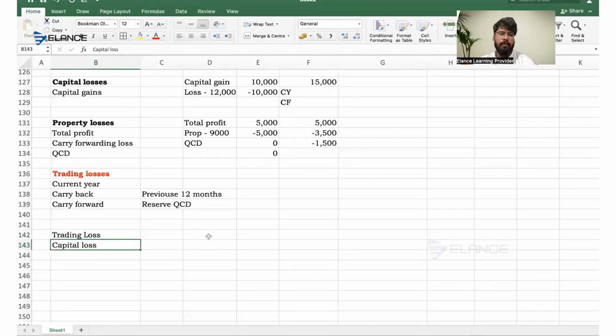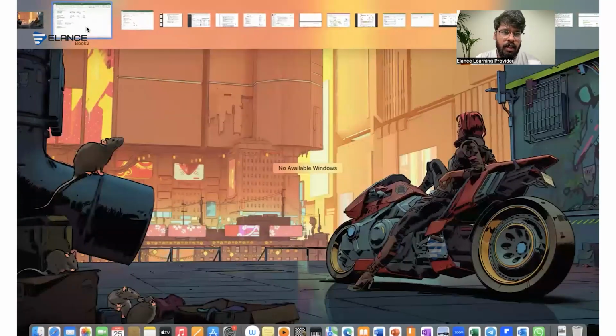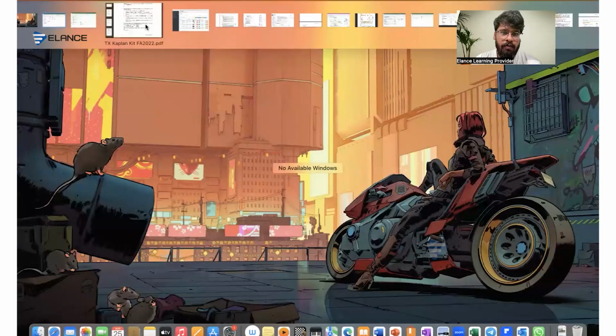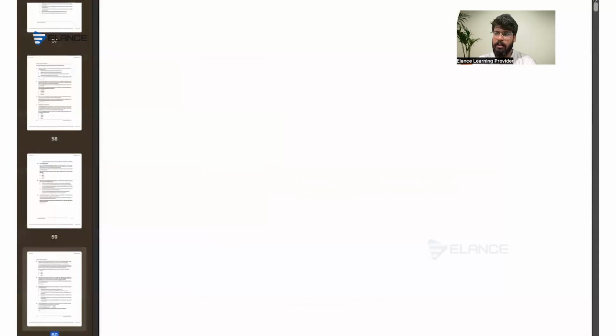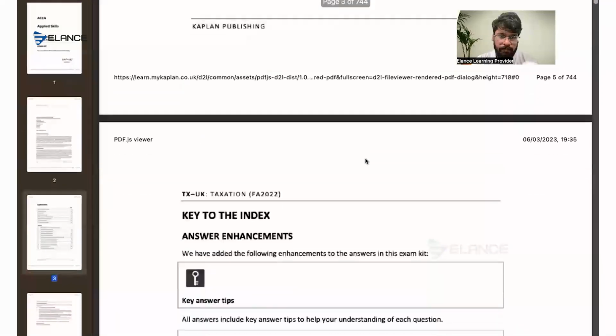Okay, guys. So these are the 3 losses that will be tested in our exam. So let us discuss a question. Along with the question, we'll discuss more things about the trading losses. One second.